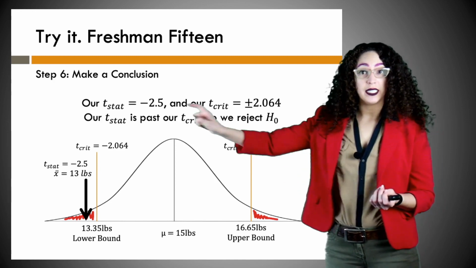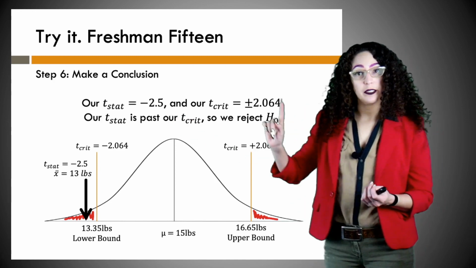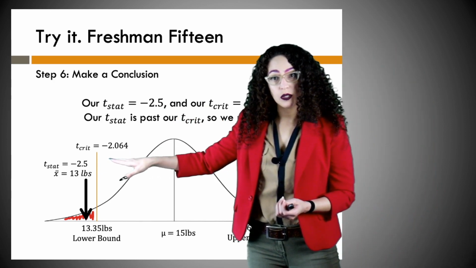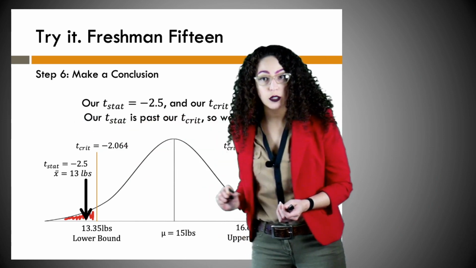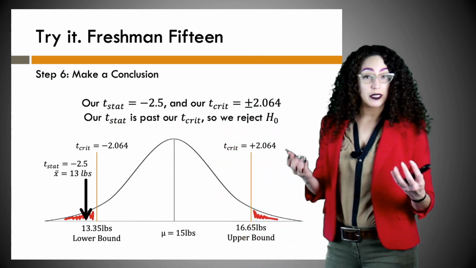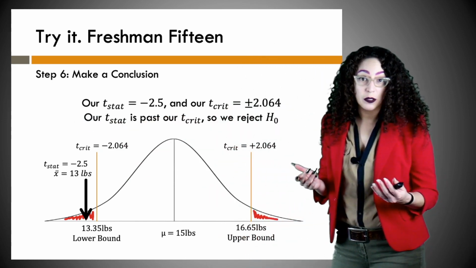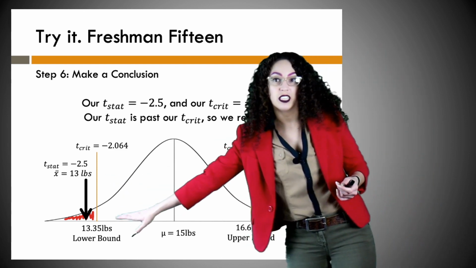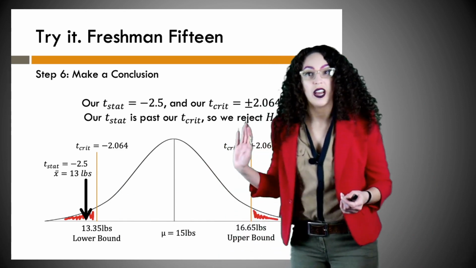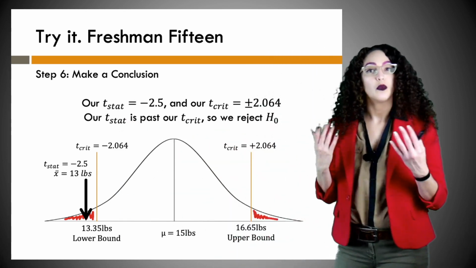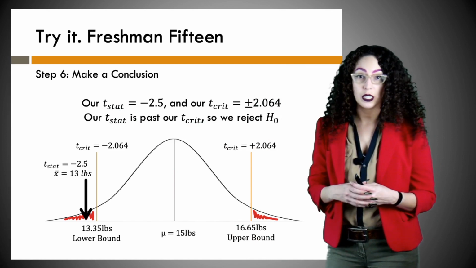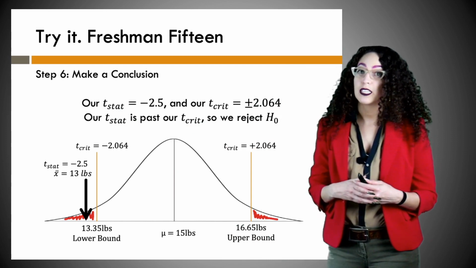Because our t-statistic, negative 2.5, is past our critical value, past negative 2.064, in that critical region, we get to reject the null hypothesis. We could also, because I've translated the numbers, see that our sample mean of 13 is far enough away from 13.35, in that critical region, that we reject the null hypothesis. The true average amount of weight gain for UT students is not 15 pounds.